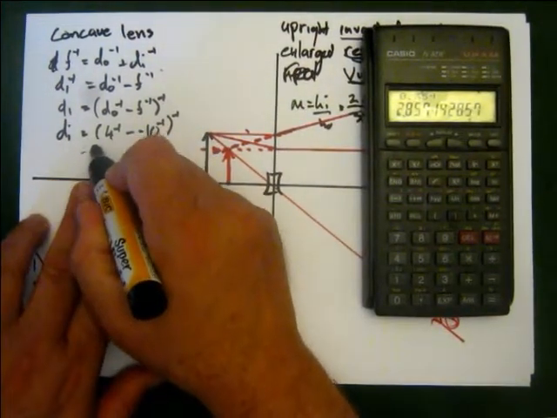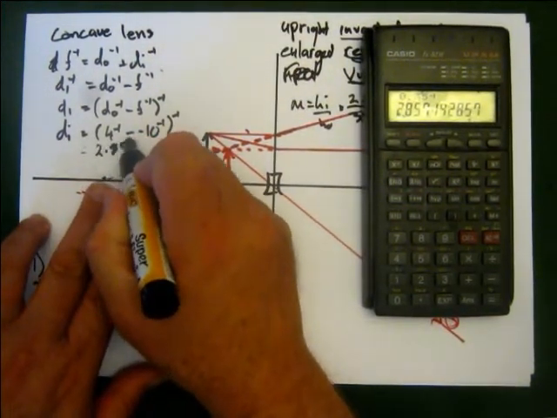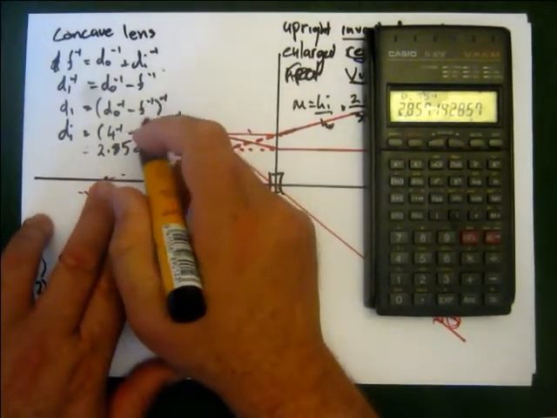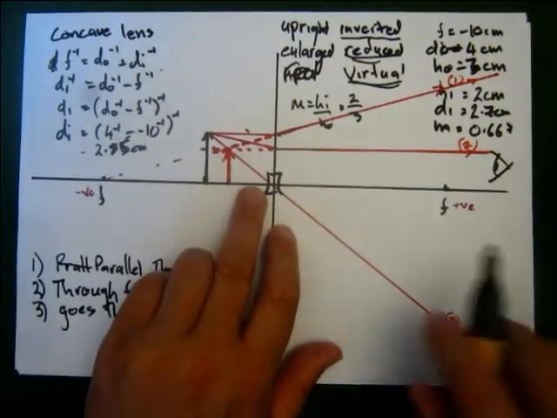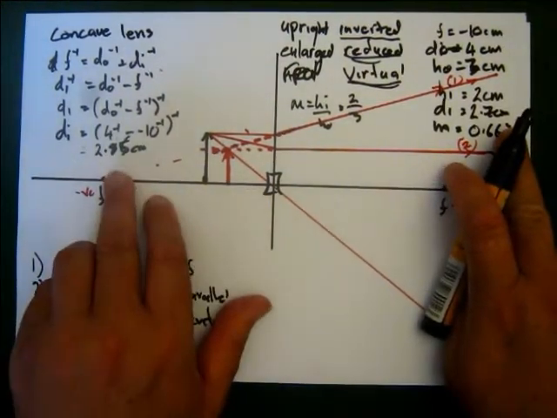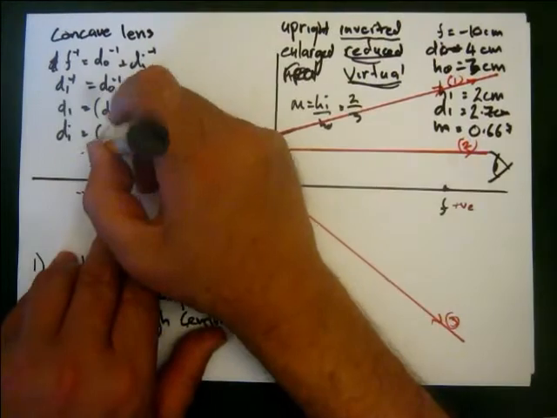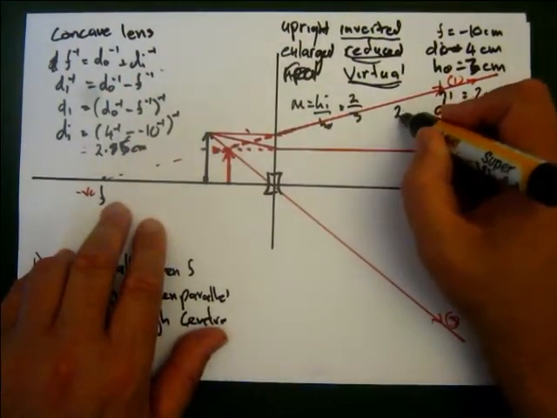That means that the image is going to be 2.86 centimeters away. I got 2.7, 2.85, so it's actually 2.85.